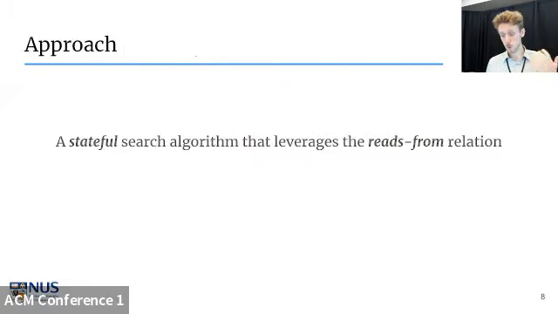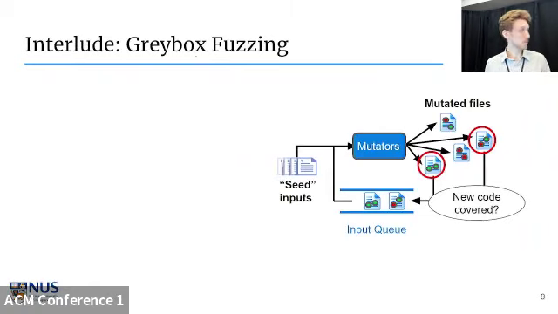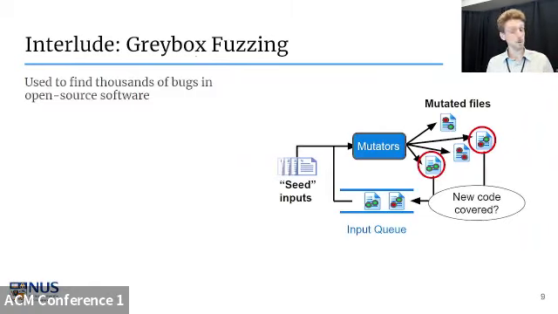Broadly, what we want to do with this work is find a stateful search algorithm that leverages the reads-from relation, and this is where Greybox fuzzing comes in. For those who aren't familiar, fuzzing has seen a lot of success in the domain of fuzzing open source applications for security vulnerabilities.